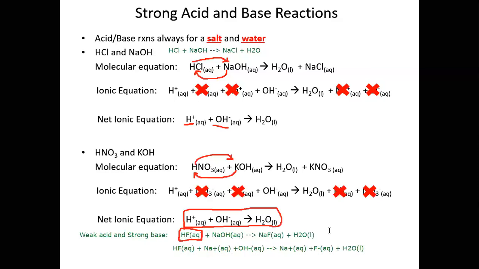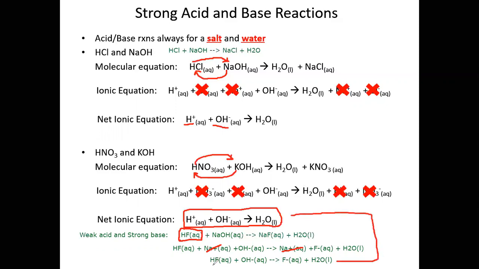So this would be the ionic equation, and what you see here is that the sodium is the only spectator ion. And so what we have left is the net ionic equation for a weak acid and a strong base. I'm just showing you this so you can see what it looks like, but we're mainly interested in knowing the strong acid and strong base. So you can see the difference between a weak acid and strong base net ionic equation and a strong acid, strong base net ionic equation.